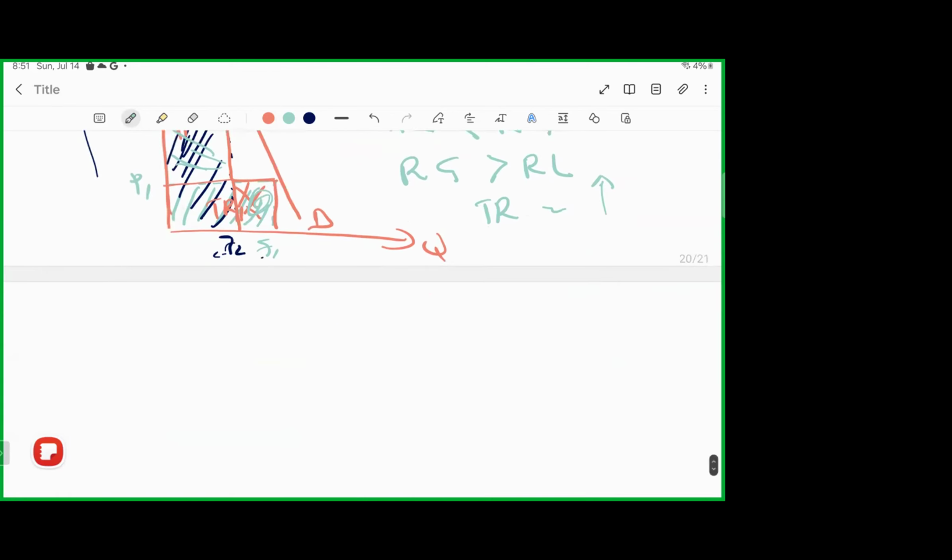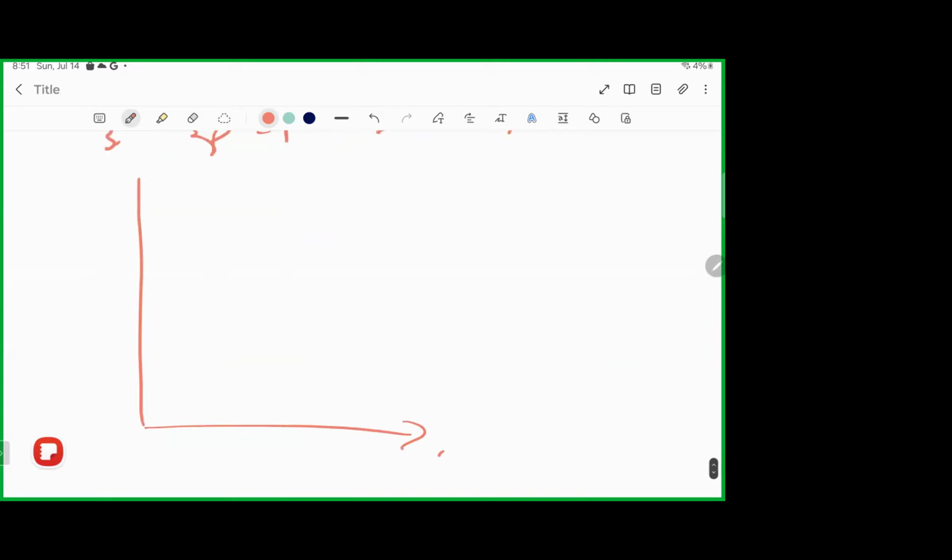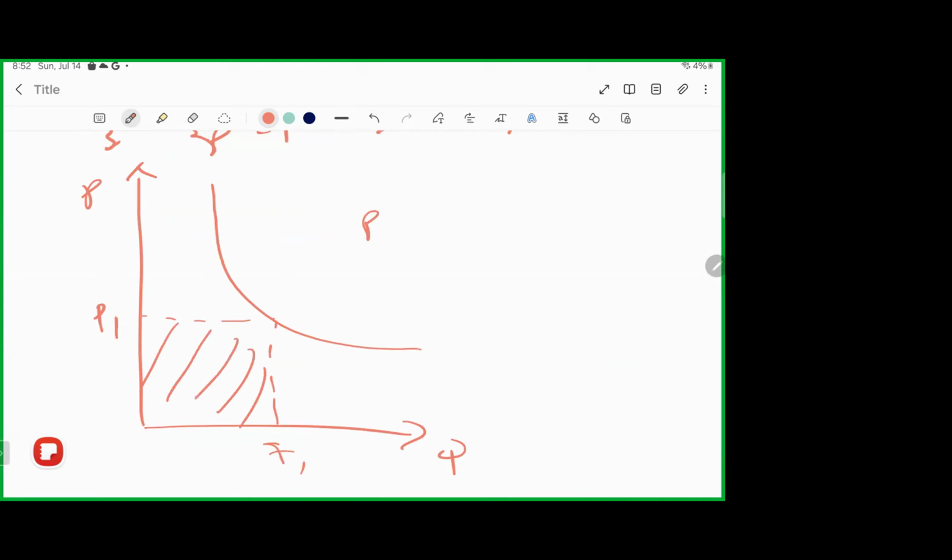0.001%. Now the third one, which is unitary elastic, which means elasticity being equal to 1. In this particular case, we are going to have quantity here. This is the last one. So in this case, we will have something like this. Your total revenue would be here, quantity, price. So total revenue one will be P1, Q1. Then if you increase price to P2, this is what you will have, Q2. So total revenue two would be P2, Q2.